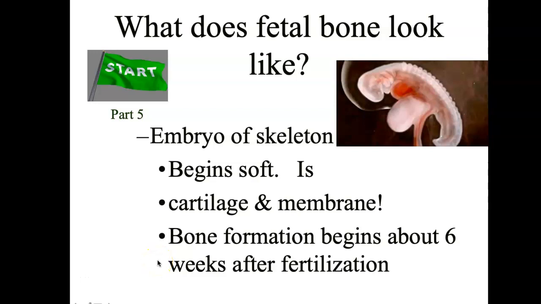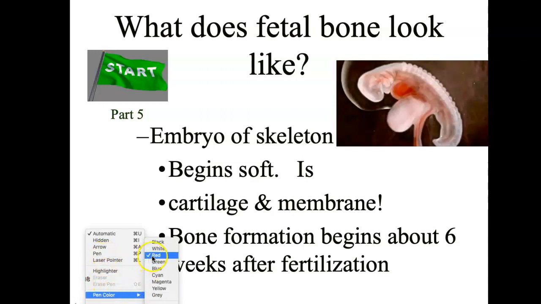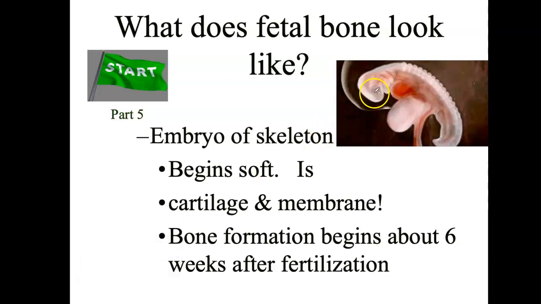Hi, all of you. So we're continuing on to part 5 of skeletal system, chapter 6. What we want to look at now is what does fetal bone look like? So think of a little embryo developing like here, and we want to be able to see my pen. At what point do you start to see bone? Do you see? You can actually see bone here.